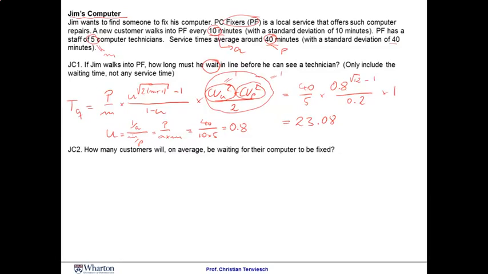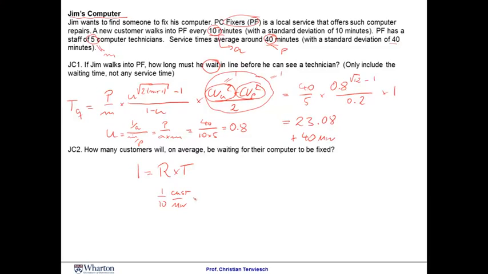Now the next question asks for the length of the line, or how many customers will be waiting for their computer to be fixed. This is ultimately something that we can determine with Little's law: I equals R times T. Remember, we know that there is a customer coming in every 10 minutes, so 1 over 10 customers per minute is going to be our flow rate. And our flow time is the 23.08 here in the queue, plus the 40 minutes that they spend for the actual service time.